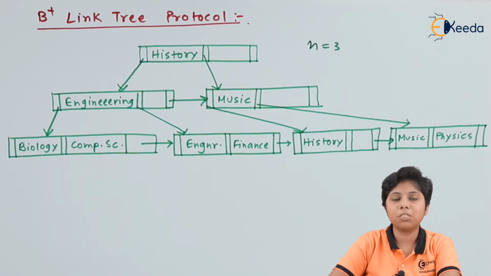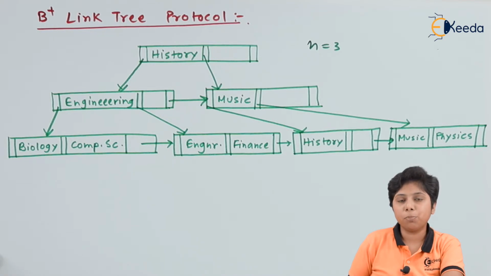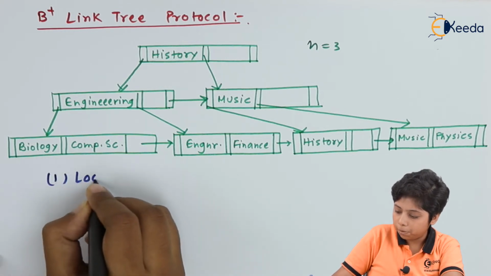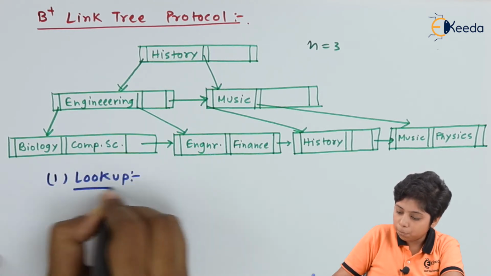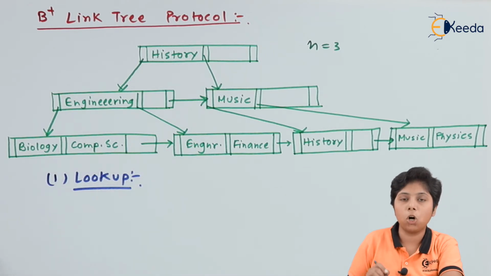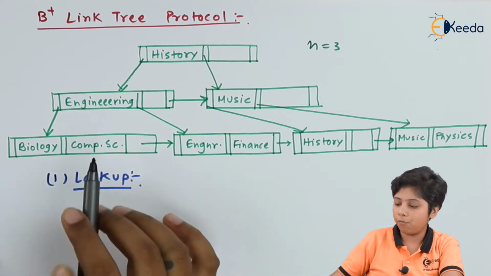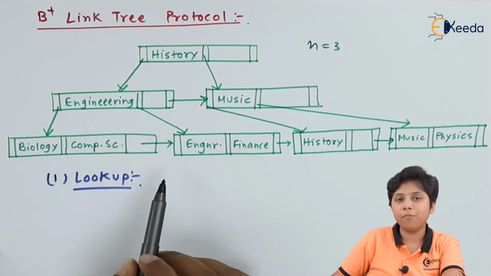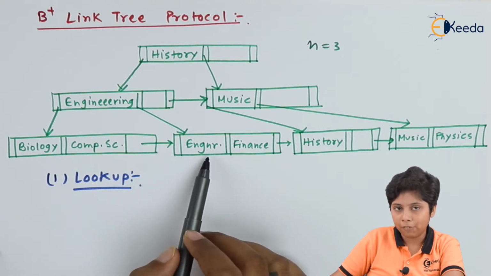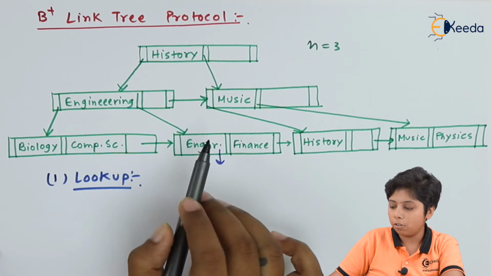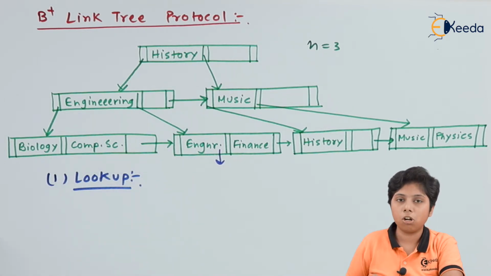Now we will describe this tree protocol, according to which we can perform lookup, insertion, deletion, splitting and coalescence. In this B plus link tree protocol, first let us look at lookup. For every lookup it performs, it needs a shared mode lock on that particular search key before reading the value. Say, for instance, if I want to read this engineering, then we need to look at this engineering key field on this non-leaf node. Now this engineering must be shared locked first, and then we can search on this value.